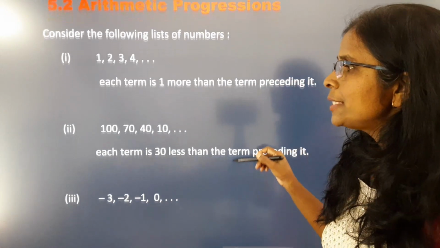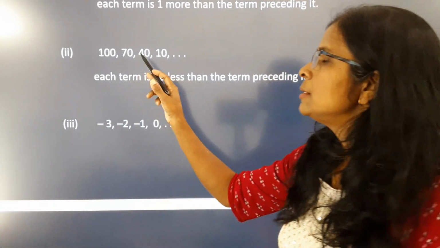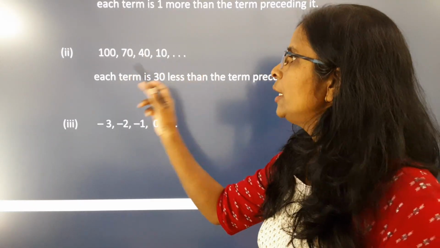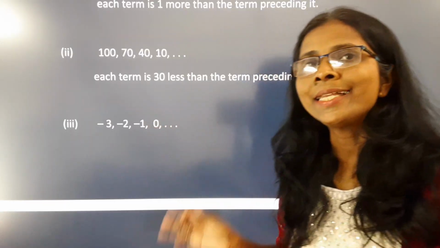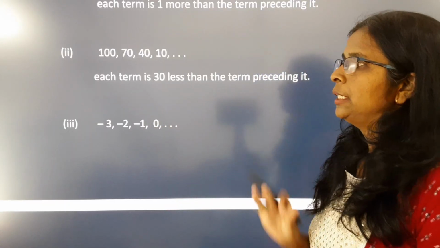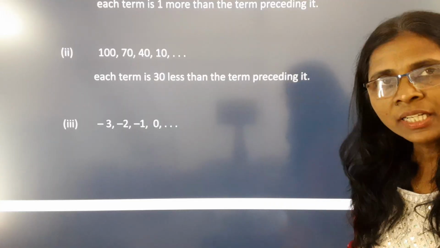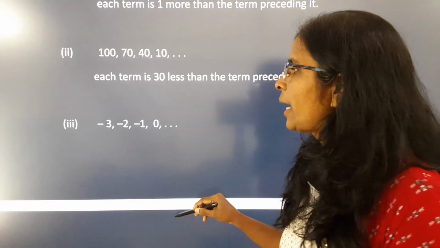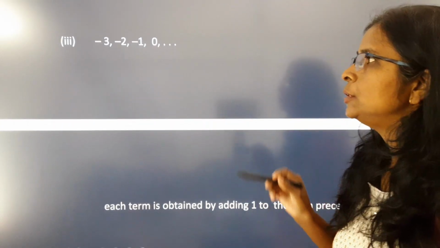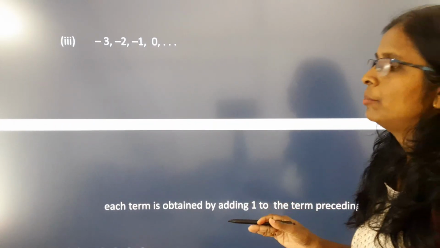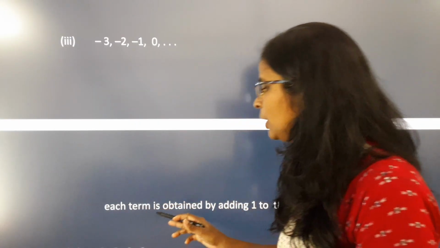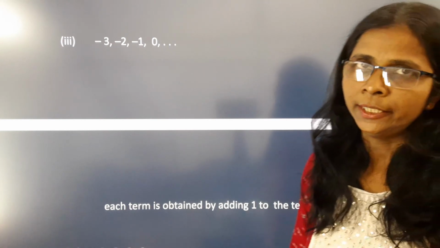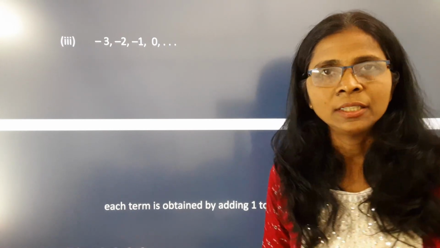Then the second example: 100, 70, 40, 10. Here in this list of numbers, each term is 30 less than the term preceding it. So there is a specific pattern. And in the third example: -3, -2, -1, 0. In this example, each term is obtained by adding 1 to the term preceding it. So there is a specific pattern.